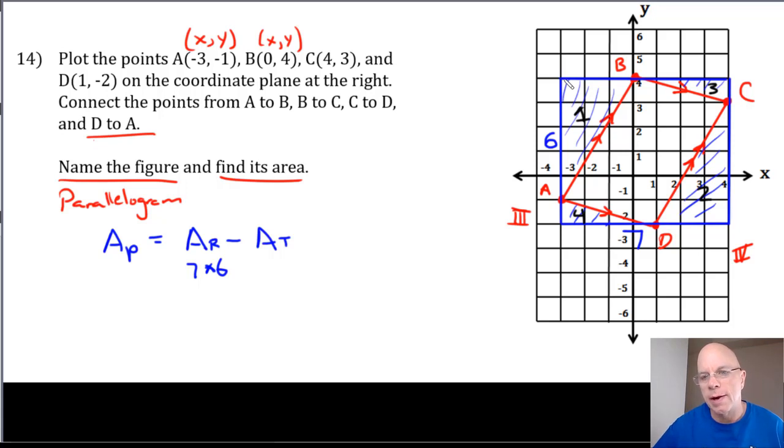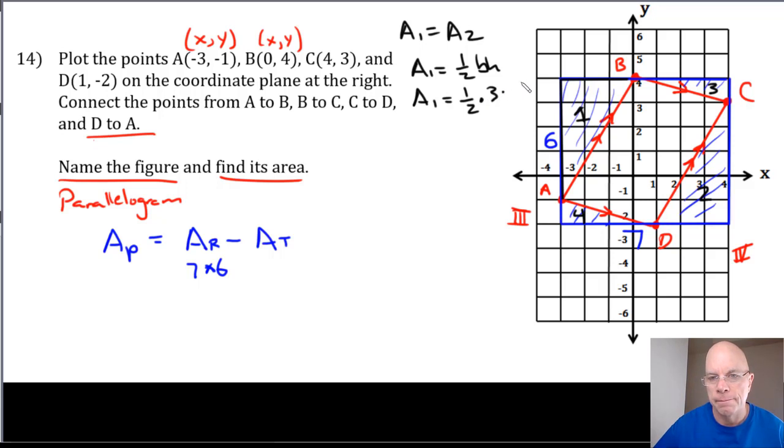And you see that triangle 1 is a 3 by 5 triangle. Triangle 2 is a 3 by 5 triangle. The area of triangle 1 is equal to the area of triangle 2. Area of triangle 1 is 1/2 base times height, or 1/2 times 3 times 5. And that's not nice because neither of these factors are easy to halve, and neither is the product.